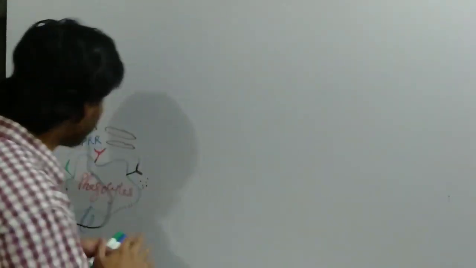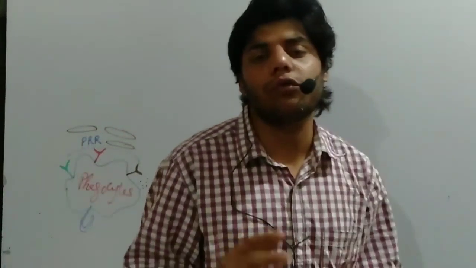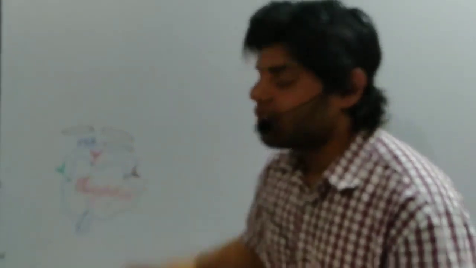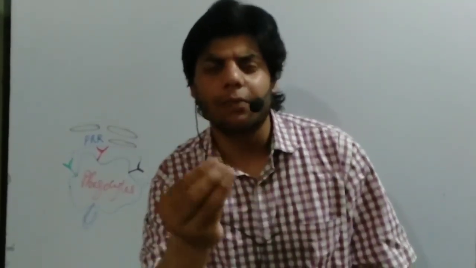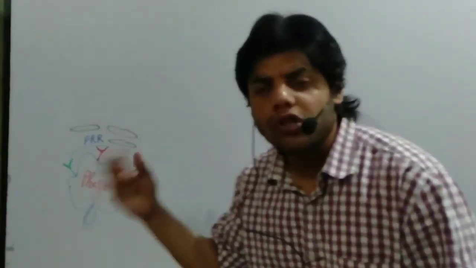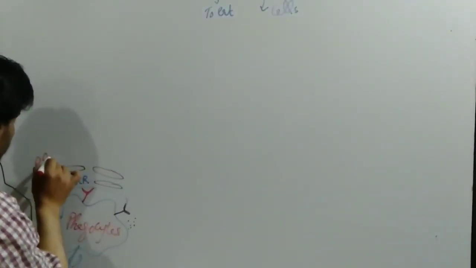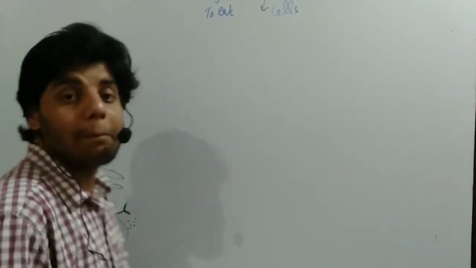Then what actually happens? Such bacteria have special kinds of surface molecules. Each bacterium, each cell or each microorganism has special kinds of receptors or surface molecules on its outer surface, which we usually call pathogen associated molecular patterns, or PAMPs.